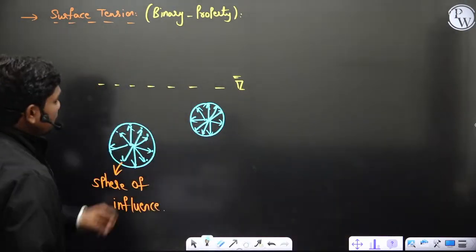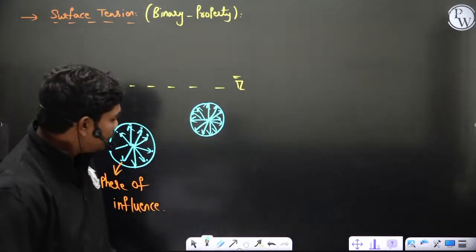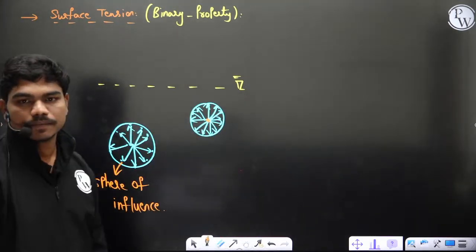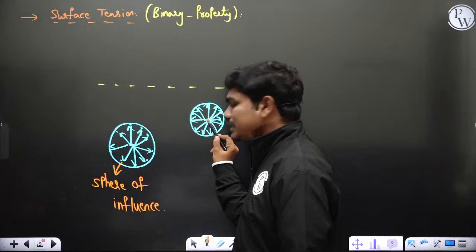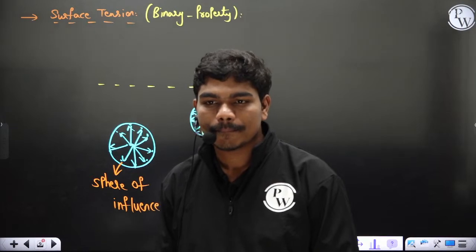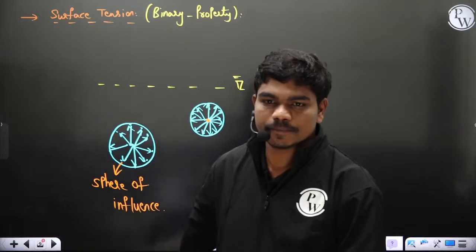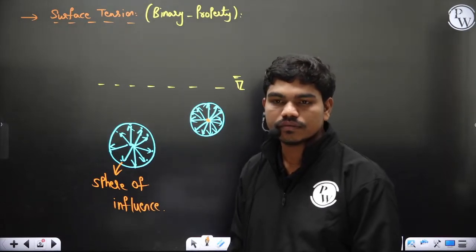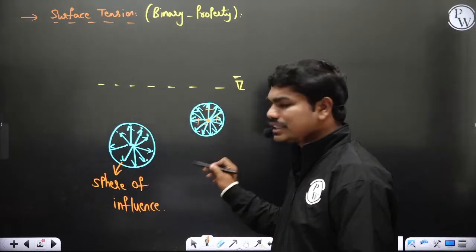Now, anyway, coming to here, if this is the sphere, can anyone tell me what is the net force acting on this molecule because of all these surrounding molecules? Can anyone tell me what is the net force acting on this particular molecule by all other molecules? It's easy, right? So please guess. It is 0, right? Because obviously this gets balanced by this, gets balanced by this, and similarly here.